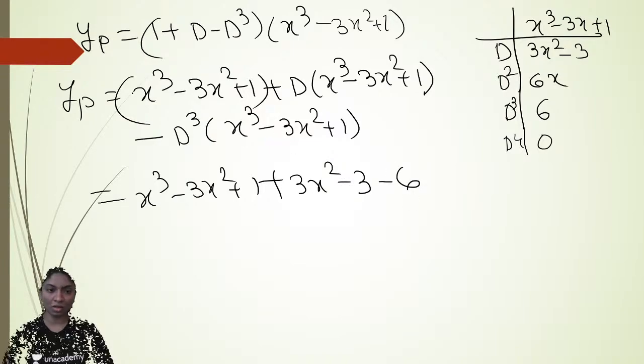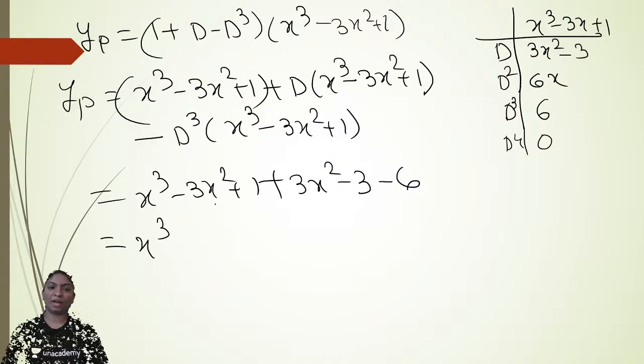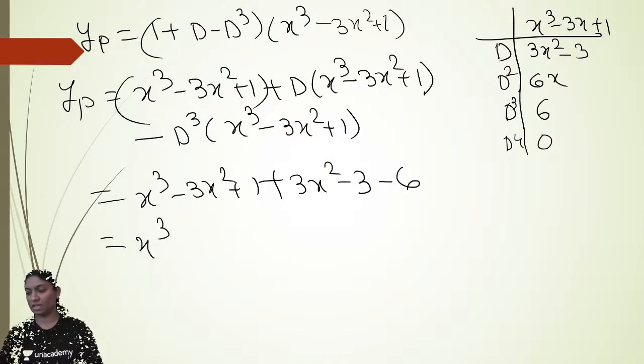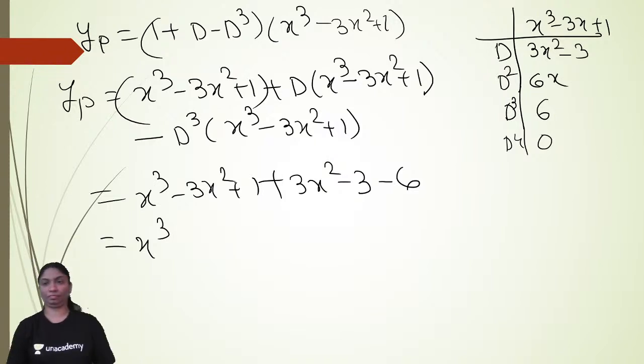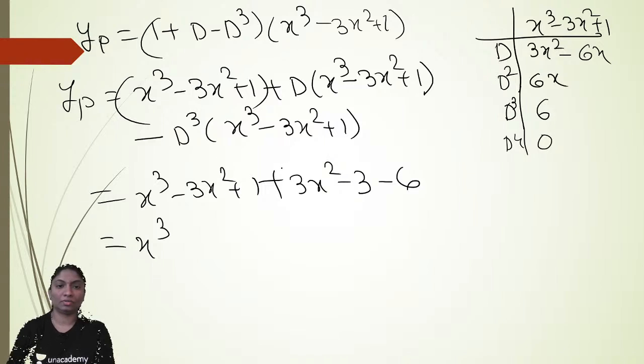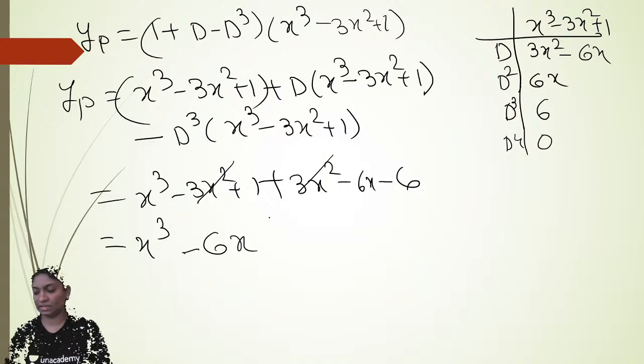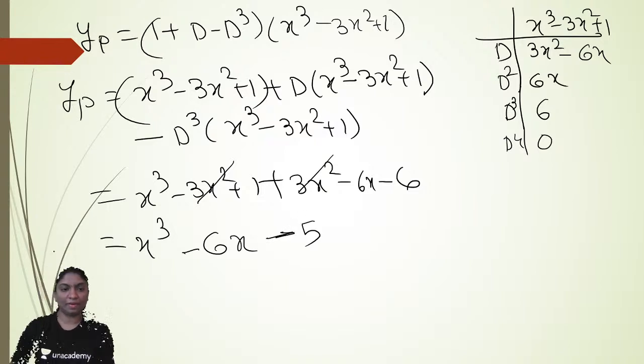Now, x cube minus 3x square plus 3x square will get cancelled out. Here is minus 3x square, so you will get 6x minus 6x. D of this is minus 6x. The D square of this is only 6x. So x plus 3x square minus 3x square, so minus 6x, and plus 1 minus 6, that is minus 5. So your yp is equal to this.